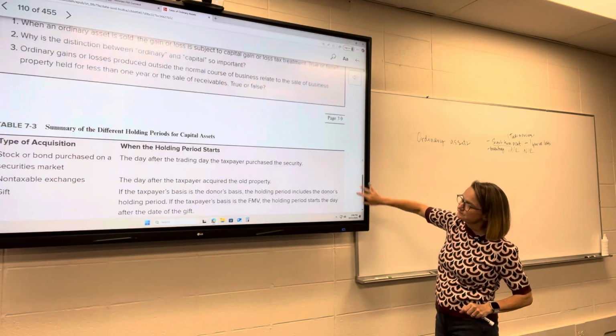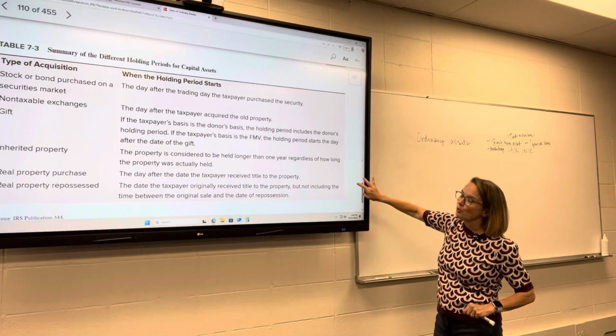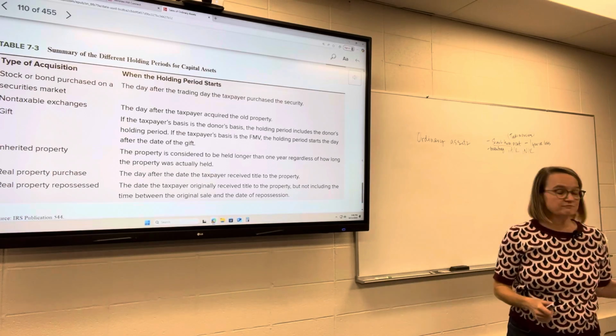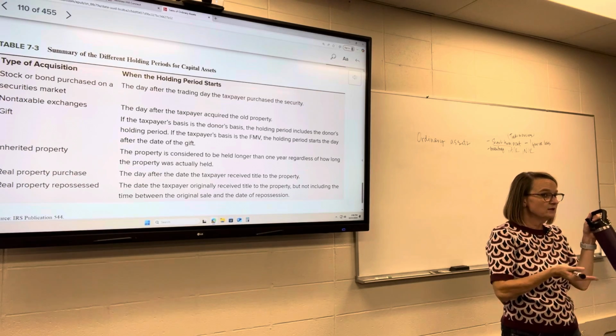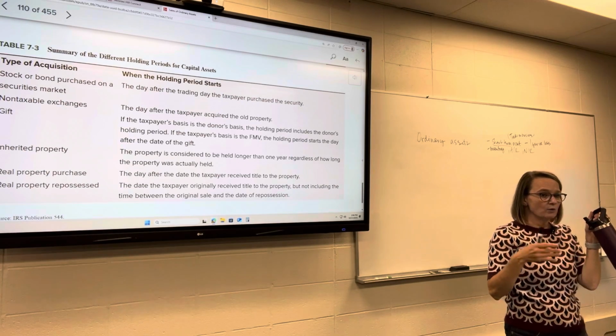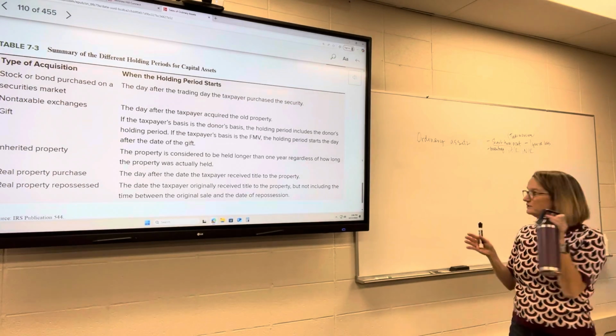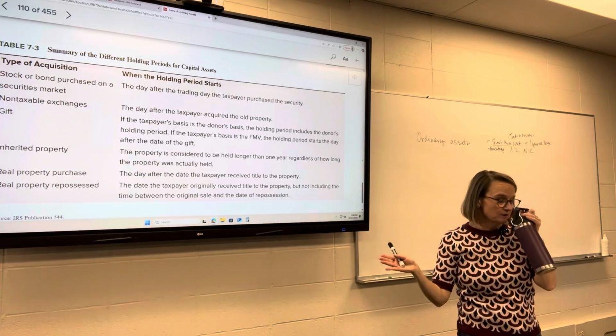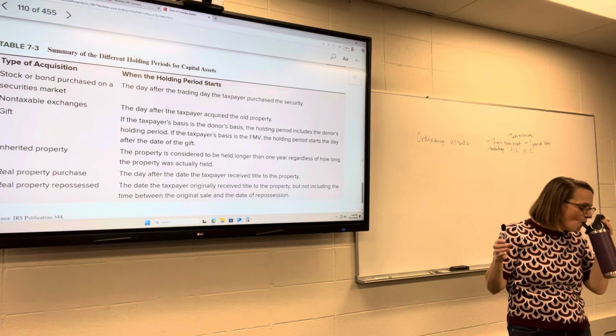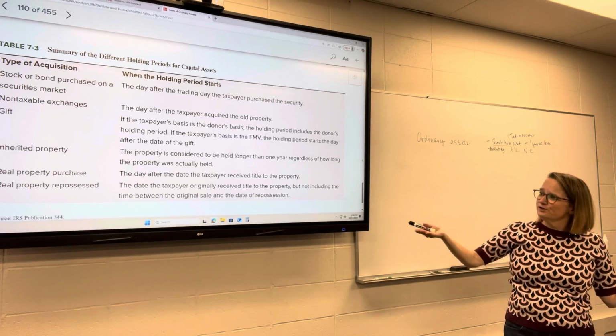Okay? So when does the holding period start? This is kind of important information, because it's important to determine whether we've held it for a year or less, or more than a year. So when does that year start?